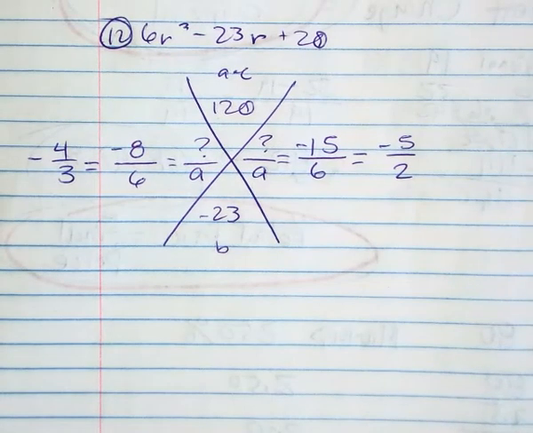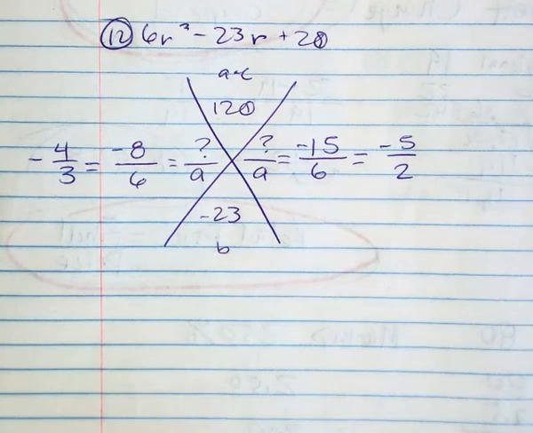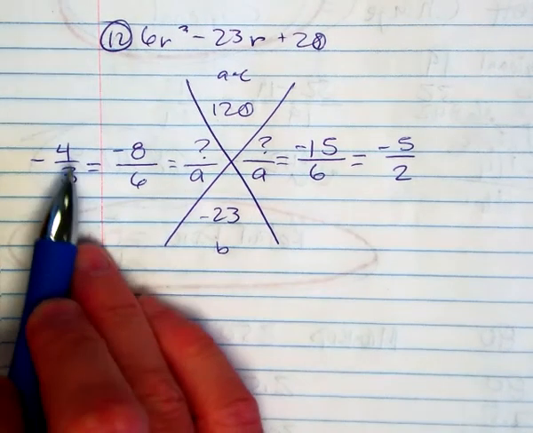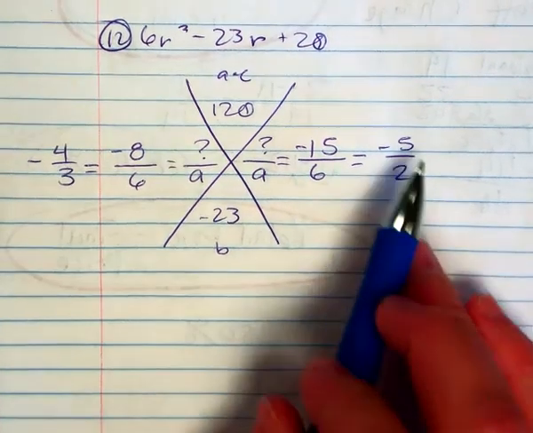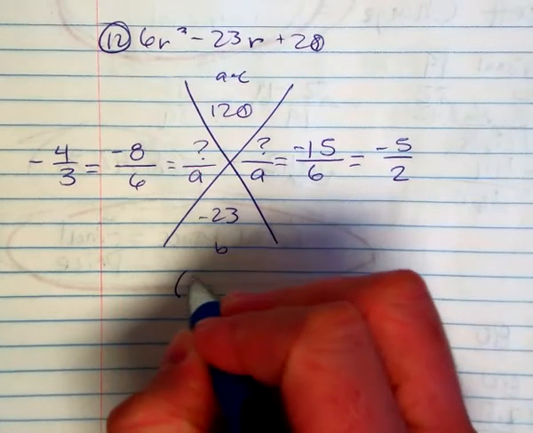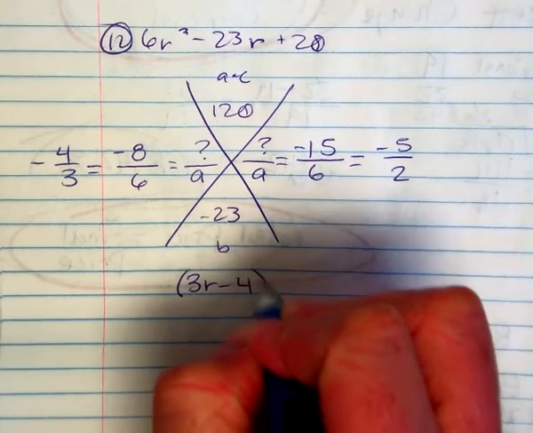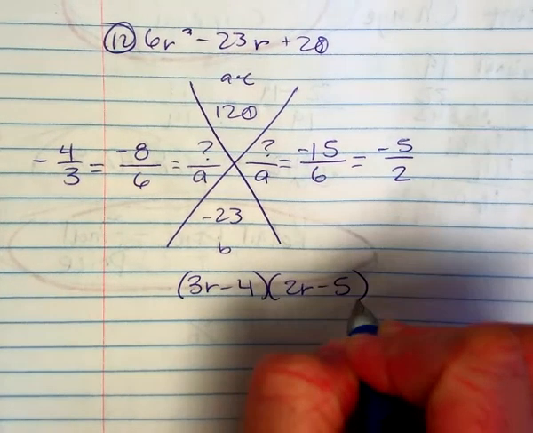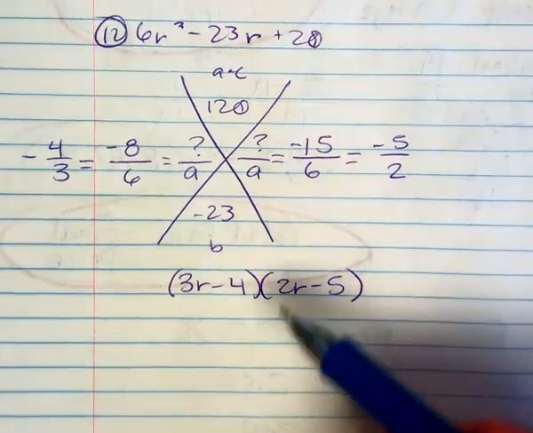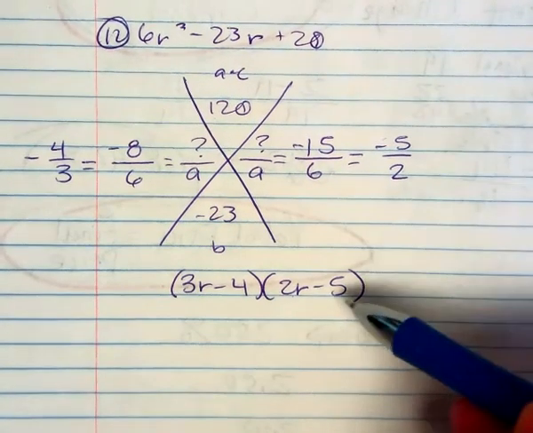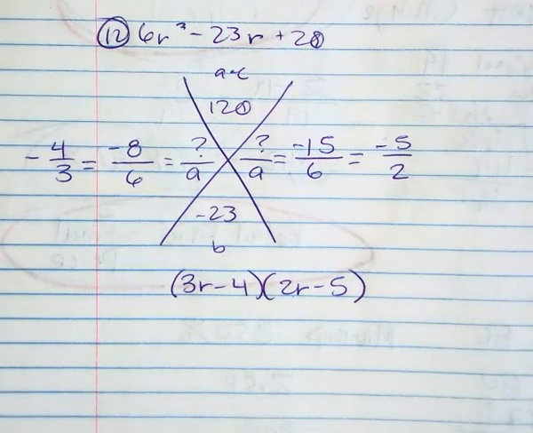And remember, those fractions are what make our final answer. This is 3r minus 4. This is 2r minus 5. So we have 3r minus 4 and 2r minus 5. Remember, the denominator is your coefficient. The numerator is your constant for each binomial that you create.